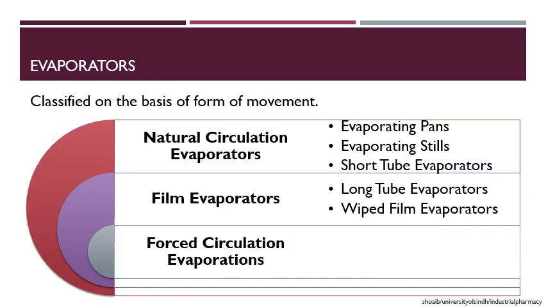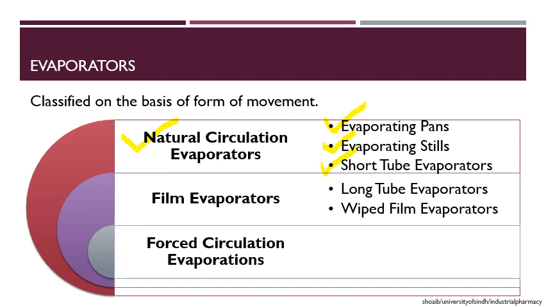Now we have the classification of the evaporators. The evaporators have been classified into three major categories. Number one is the natural circulation evaporators. These types of evaporators use the natural flow of the liquid for the evaporation. They have been further classified into evaporating pans, evaporating stills, and short tube evaporators. We will be discussing these evaporators in the next lectures.